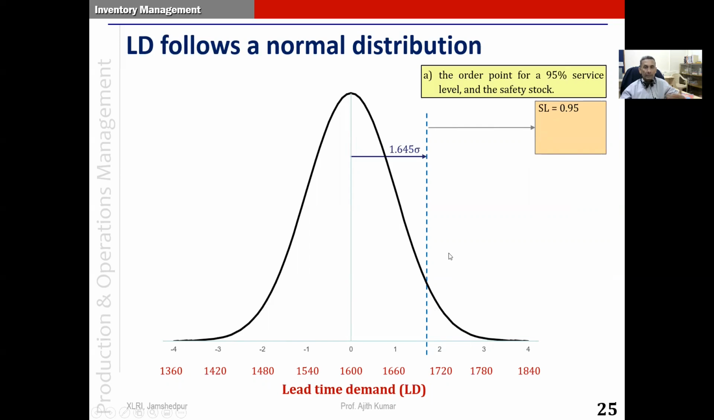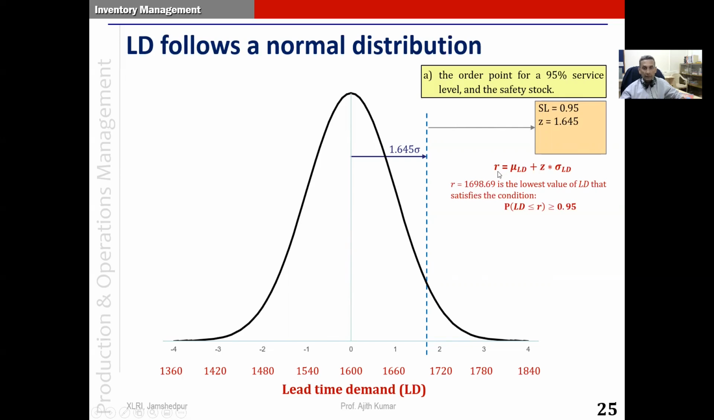So if we are to look up the Z table or use Microsoft Excel or any other software to calculate the value of Z which would correspond to this, you would get Z equal to 1.645. In other words, this point that we are looking for, which gives us a 95% service level, or which has a 0.95 area under the curve from minus infinity till that point, will be 1.645 standard deviations away from the mean. Okay, so this gives us the reorder point straight away.